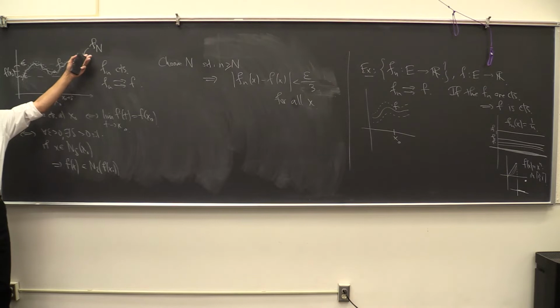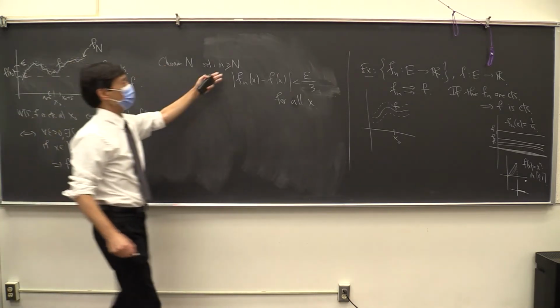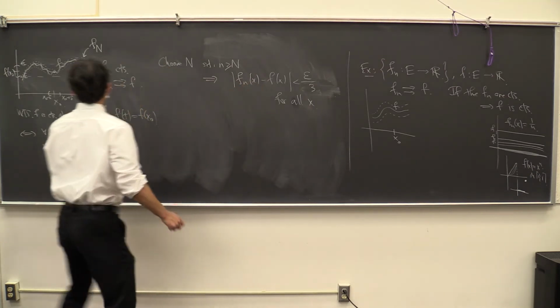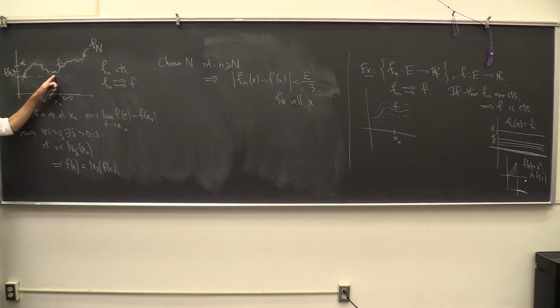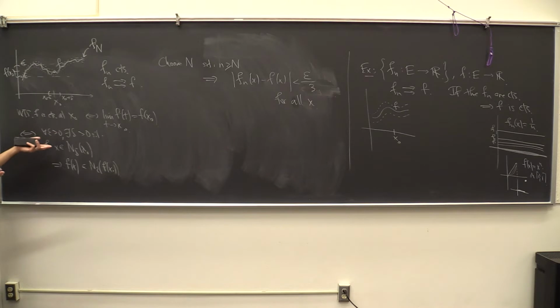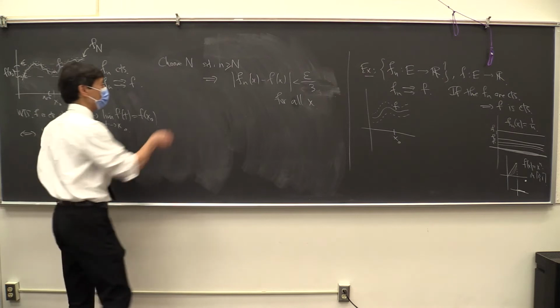Okay. Let's take F sub capital N, where F sub capital N is somebody who lies inside the epsilon over 3 tube. Okay, we know that F sub capital N is continuous, right? So we can find a delta neighborhood where that guy doesn't vary very much, like by epsilon over a million. And the distance between f sub n and f is less than epsilon over a million. And so f can't vary by very much. Okay, so that's the idea, right?